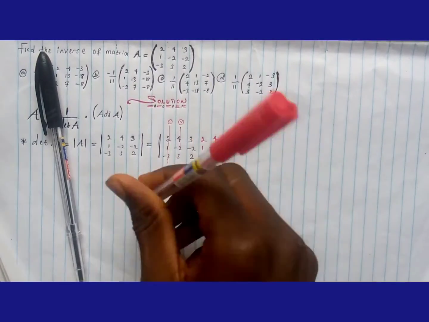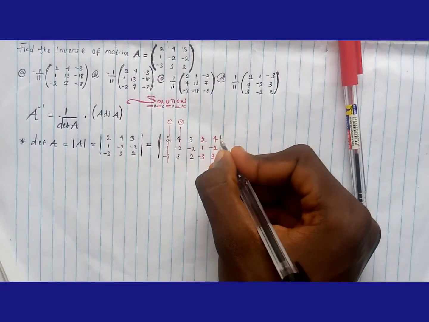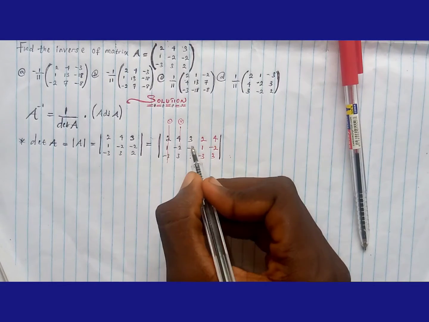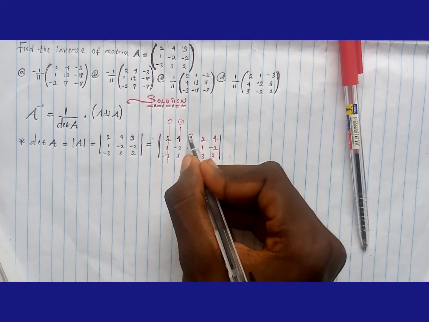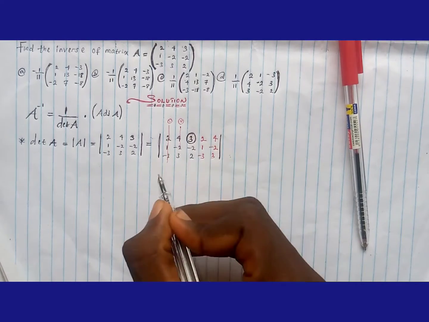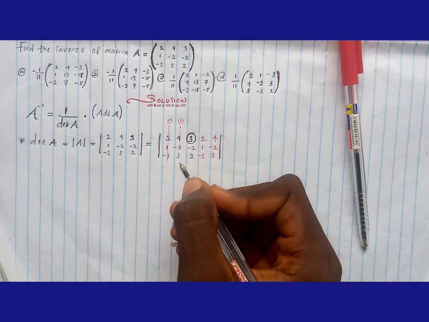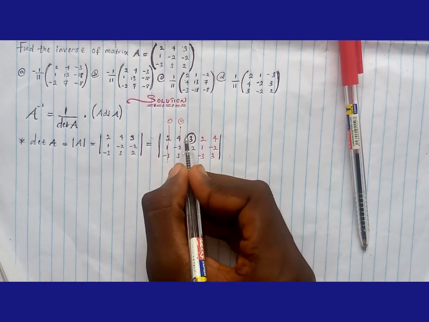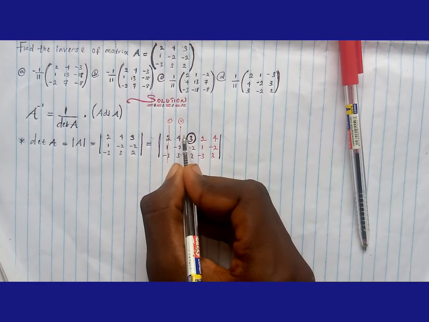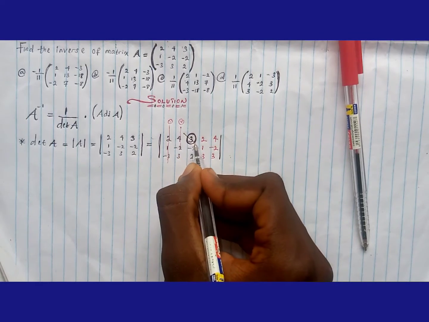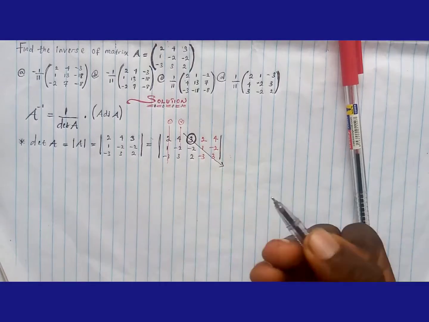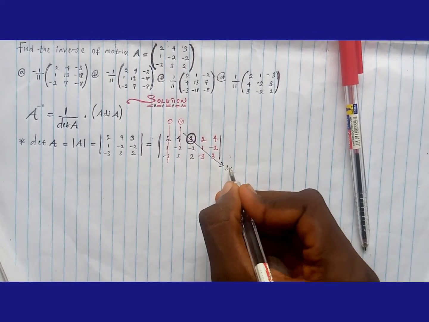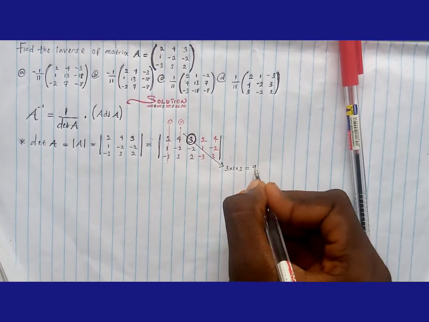After writing this out, the next thing is to pick the first row. The value that falls in the middle is 3. Starting from this center, we multiply along the left to right diagonal. If I multiply this, I have 3 times 1 times 3, which gives us 9.